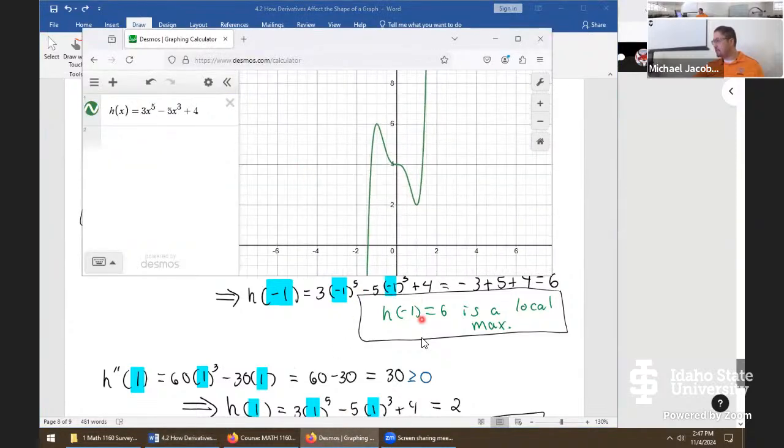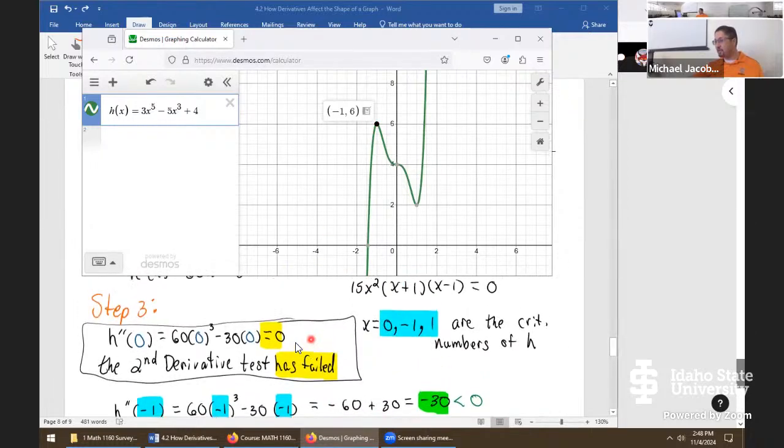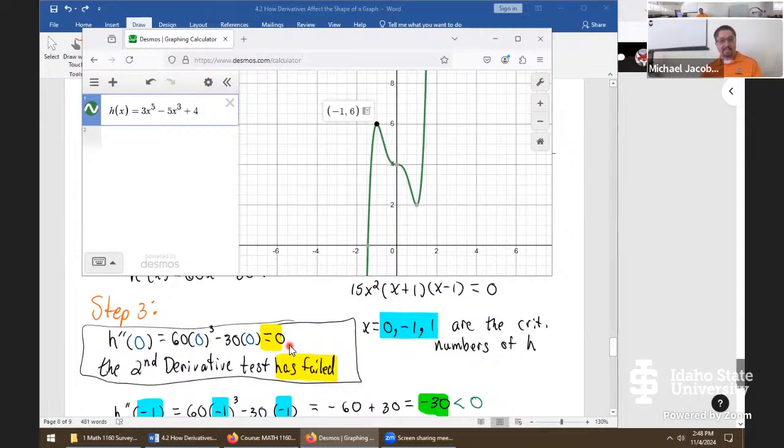We said here, h at -1, giving us a value of 6, is a local max. And yeah, that was the case. 6 is a local max in here on the graph. We said something else though. We said at 0, the test has failed. It's inconclusive. Looking over here, that makes sense why. The function is always decreasing even through 0. There's neither a local min nor a local max whatsoever in that location.